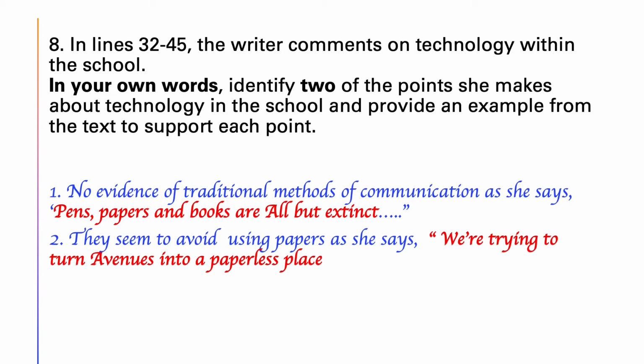This is how I wrote. Number 1, no evidence of traditional methods of communication. As she says, pens, papers and books are all but extinct. Number 2, they seem to avoid using papers. As she says, we are trying to turn Avenues into a paperless place. So the point should be taken from you and the evidence can be taken from the text.